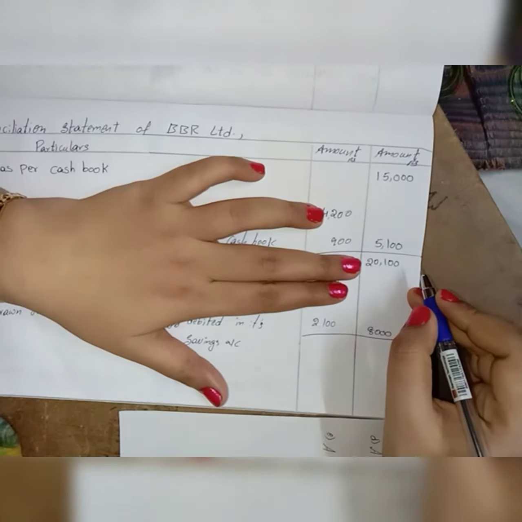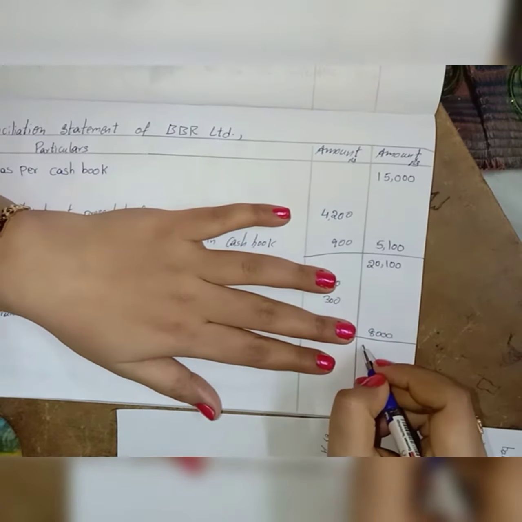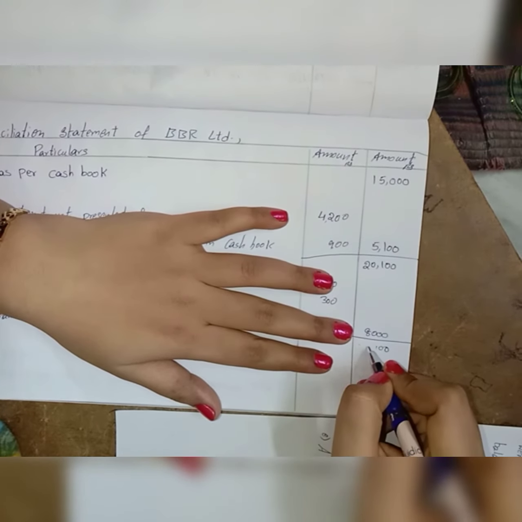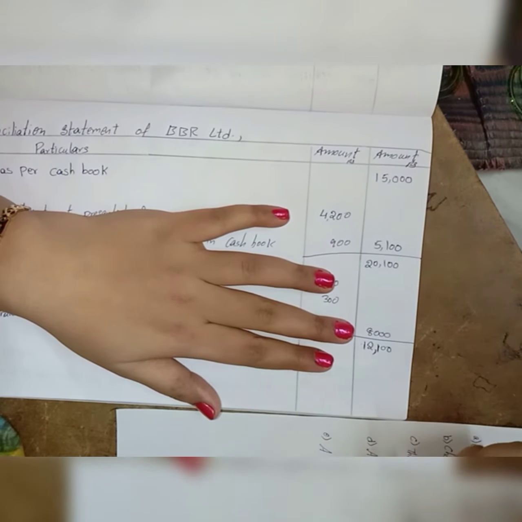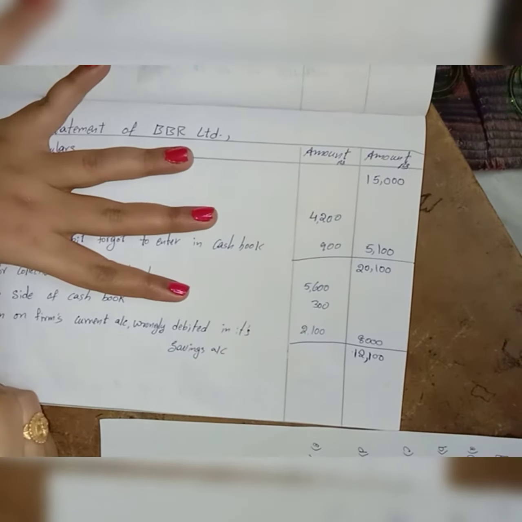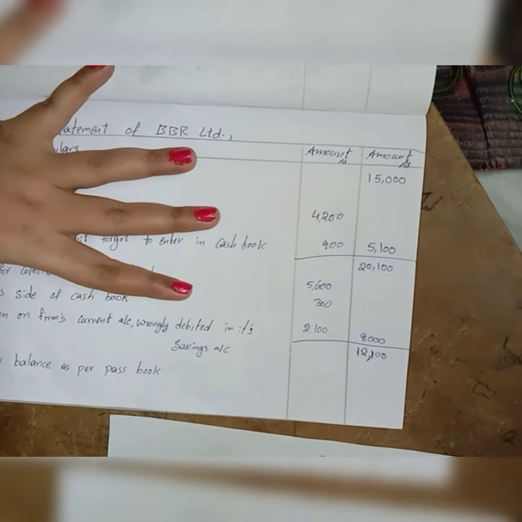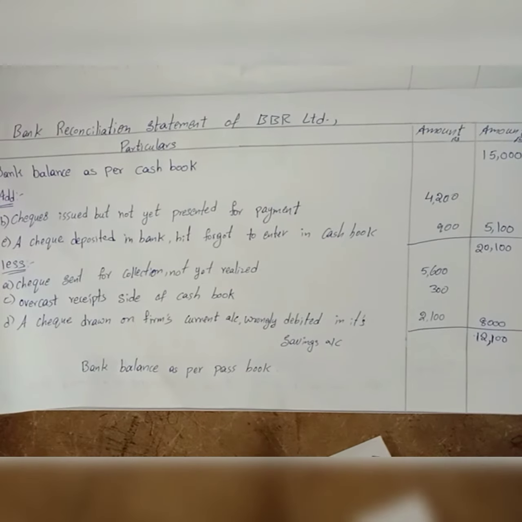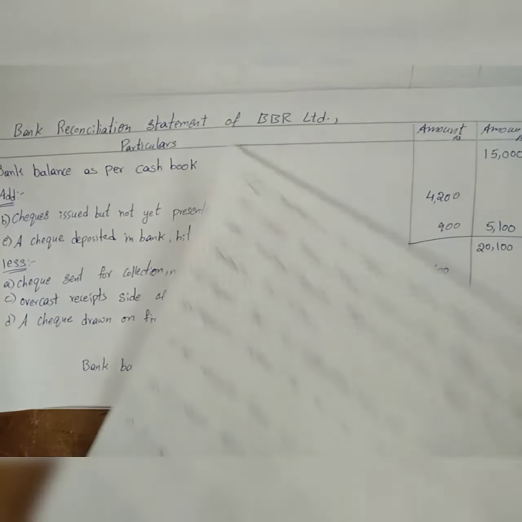So here, 20,100 minus 8,000, that is 12,100. So this is the bank balance as per passbook. This is our fourth sum of BRS, which starts with the bank balance as per cash book.